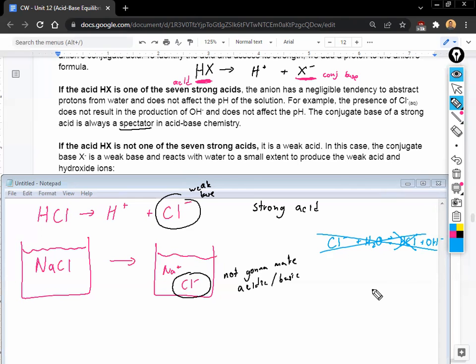Okay. So the conjugate bases of a strong acid, they don't react with water. They just kind of stay by themselves. And then if the acid is a weak acid, it's going to do the same thing that we looked at earlier. It's going to react with the water. It's going to form the acid again and go into equilibrium. Does that make sense? Hopefully.